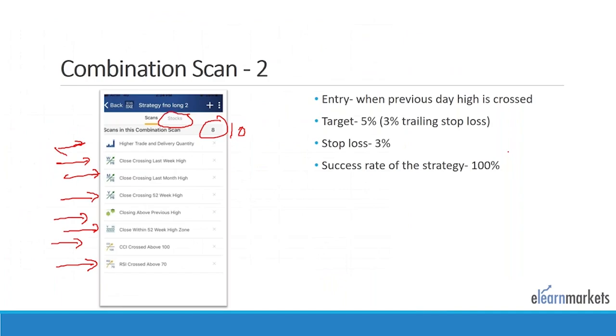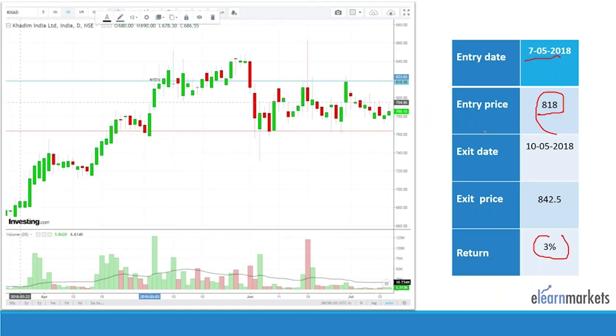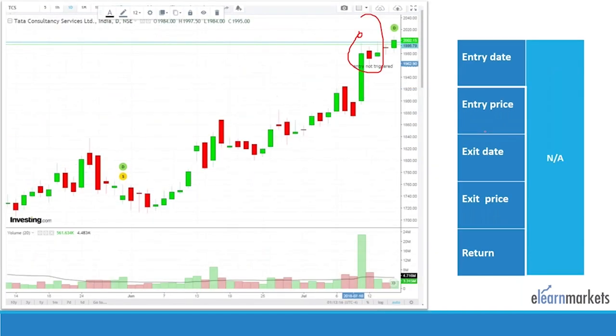The success rate of this strategy is 100%. Mind you, fewer stocks are getting generated, and out of that only a few stocks are crossing the last day's high. So the chance of accuracy is high. I always have a belief that you trade less, but the volume of that trade can be high. I mean, you put more money as a bet on that particular trade, but trade less and trade efficiently. That's my mantra of success for the last 15 years.